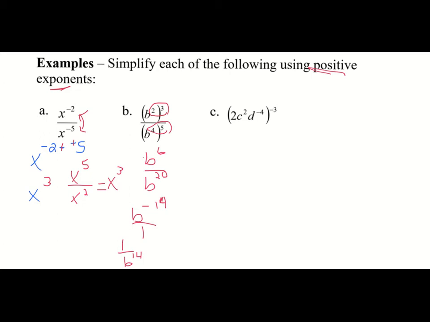So that one, when we solved it, it kind of gave us another rule that we had to do because we had that negative exponent.